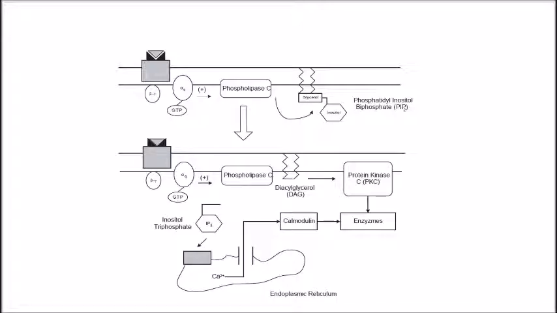Now, neurotransmitters that work through the adenyl cyclase and phosphatidylinositol biphosphate system are often referred to as neuromodulatory because they are not directly affecting the action potential. They are having more subtle effects that will affect neuronal function over the long term.